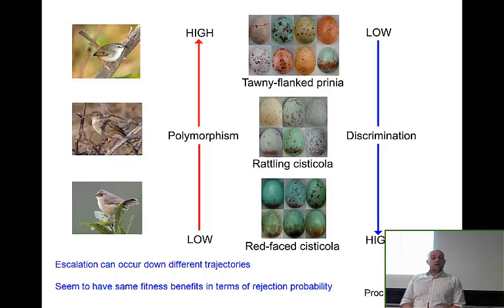And one of the interesting things is if you do this kind of simulation modelling where you compare real cuckoo finch eggs and host eggs and you calculate the probability of those cuckoo finch eggs being rejected with these different parameters, we find that the probability of rejection of a red-faced cisticola cuckoo finch is basically exactly the same as the probability of rejection of a cuckoo finch from a prinia nest. So it's not that one strategy is necessarily better than the other, they just seem to be two different routes down which the escalation can occur. And one of the things we don't know is why that actually might happen.